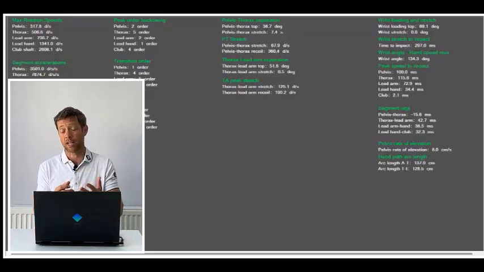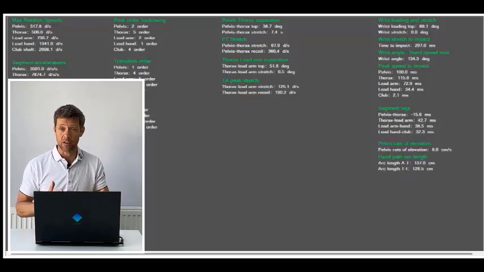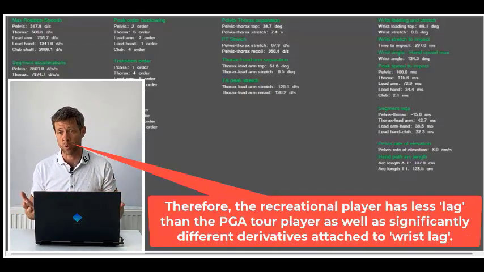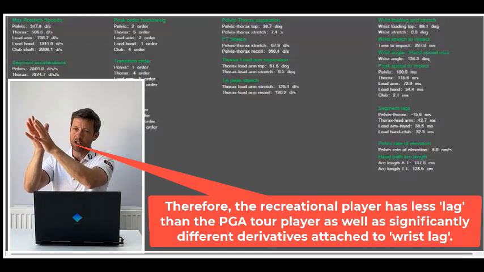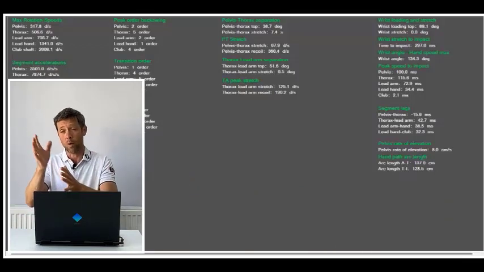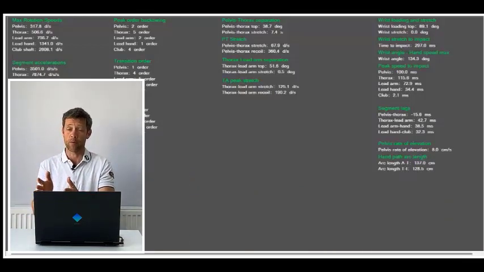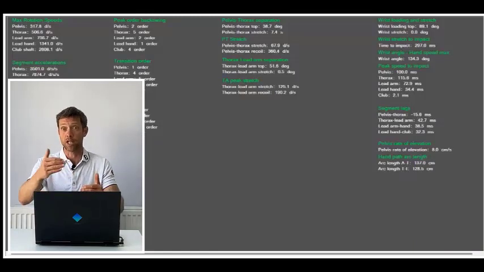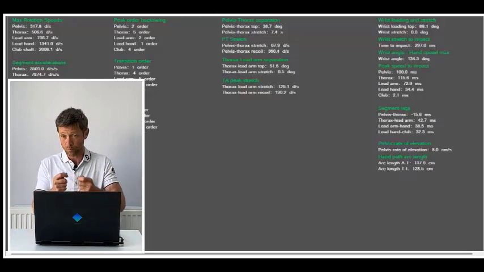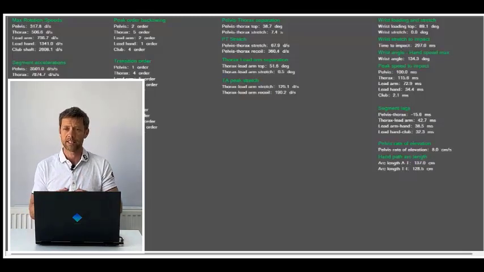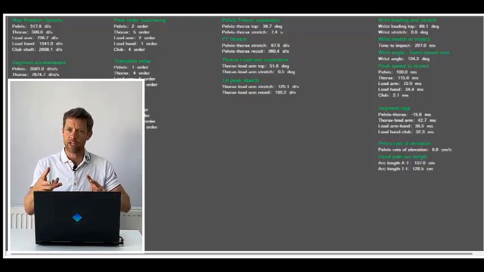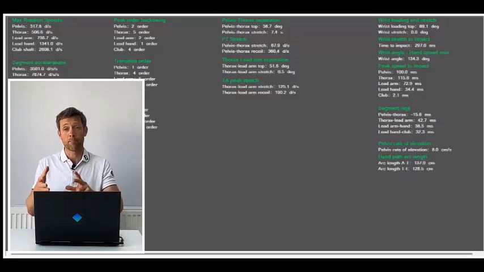And the hands are also rotating much slower. So when we look at the idea of lag, lag is this interaction between areas, such as not just how much the wrist stretches, but when it stretches relative to, for example, impact. So the time difference between the peak wrist stretch relative to its impact position. What's also vital is, for example, the peak stretch being produced relative to the maximum hand speed.